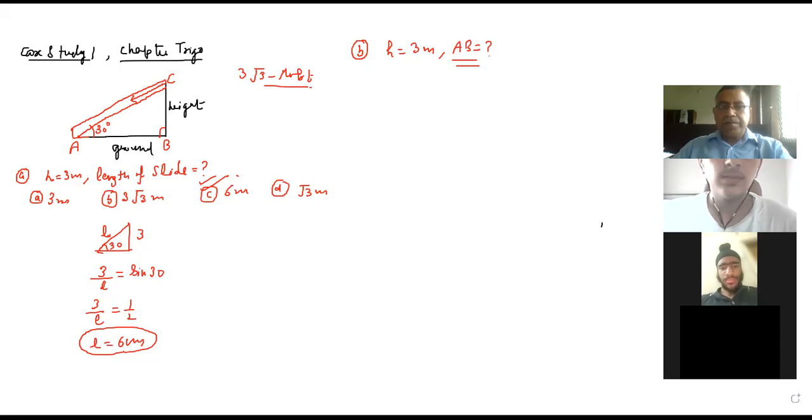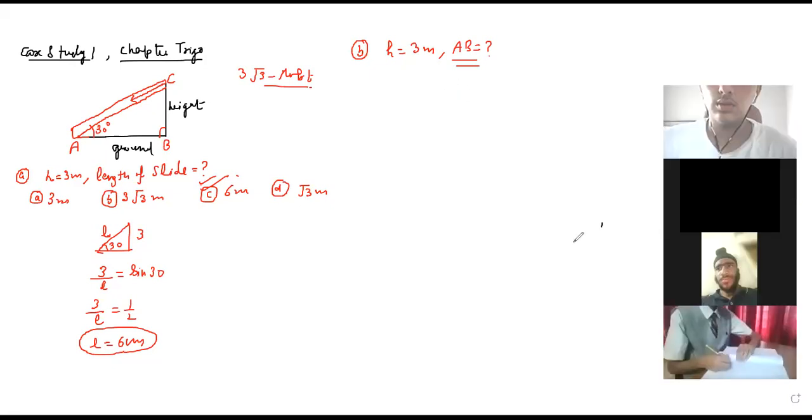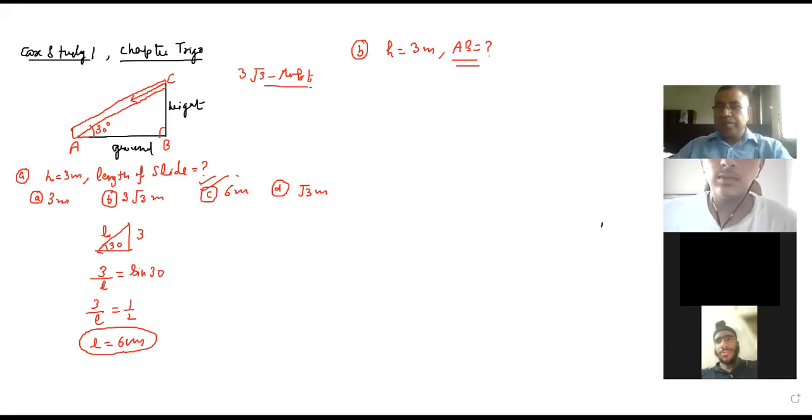Amritpreet Kaur. Yes, sir. Length of base. Sir, I have not done it yet, wait 2 minutes. Yes, Mohit. So 1 minute first. Sir, 3 root 3. 3 root 3.